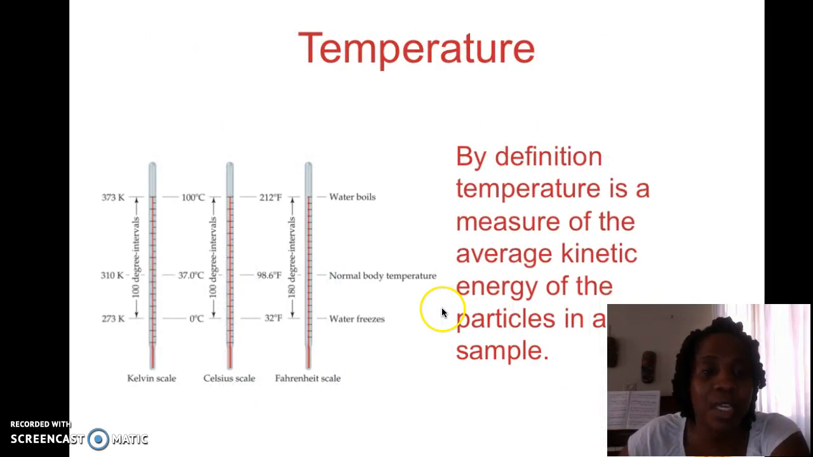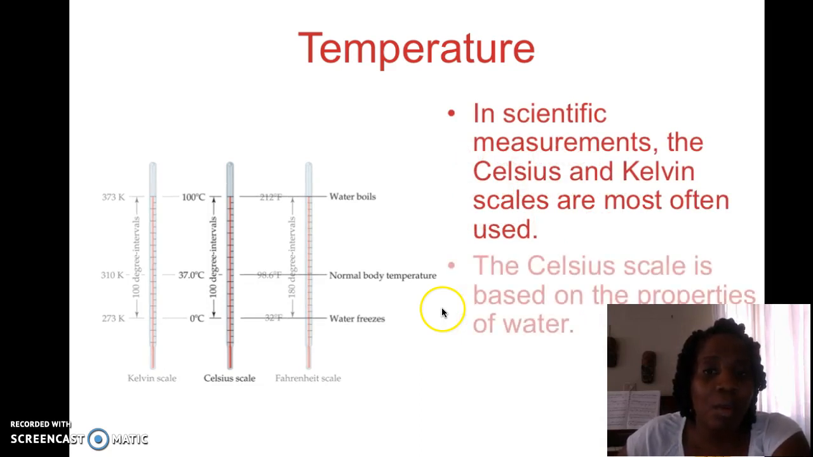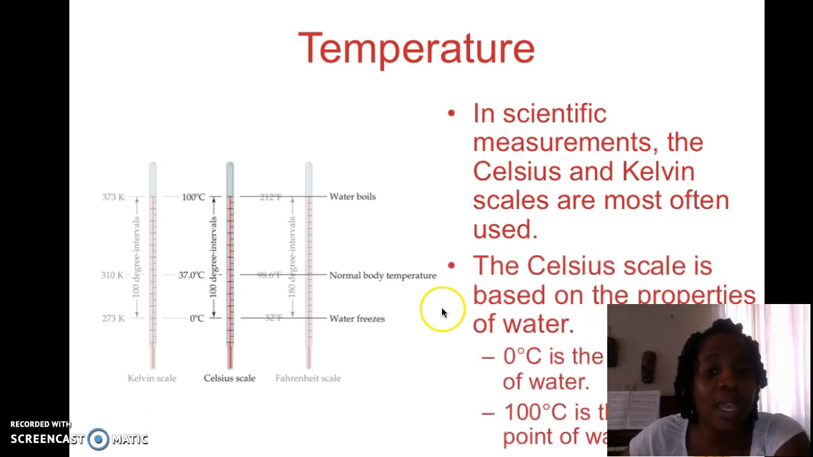Temperature, as you know, there are 3 temperature scales. The one that you'll be using to measure is the Celsius scale, and for some purposes we would need to convert our unit from Celsius to Kelvin. So you need to be comfortable and confident with doing that as well. The Celsius scale and the Kelvin scale are most often used, and just for your information, the Celsius scale was created based on the properties of water. 0 was set as the freezing point of water, and 100 degrees was set as the boiling point of water.